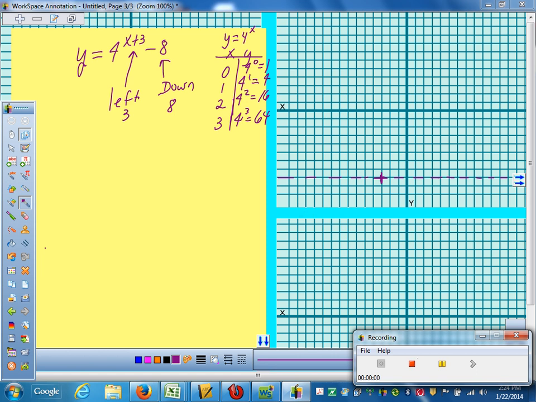All right, so if we actually go plot our points then, was there anything here to make this thing flip? Is this going to be exponential growth or decay? The base is bigger than 1. X is positive. This baby's growing. So it's normal going up to the right. So all you have to do is plot these points.